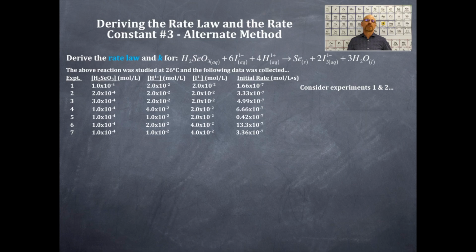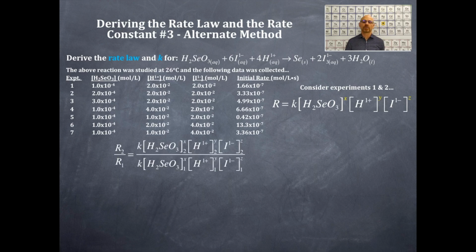We know the basic rate law, and that is rate is equal to K times the 3 concentrations of the 3 reactants to the power of whatever those exponents are. So we're going to consider experiments number 1 and 2. Okay, so there's our basic rate law. Rate is equal to K, H2SeO3 to the power of X, H to the power of Y, I to the power of Z. So we're solving for X, Y, and Z. Those are the orders with respect to the 3 reactants.